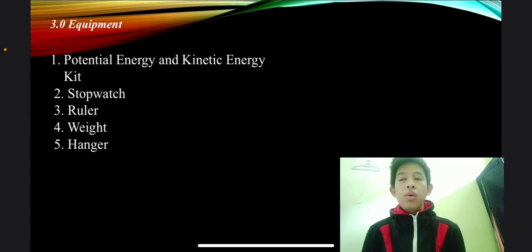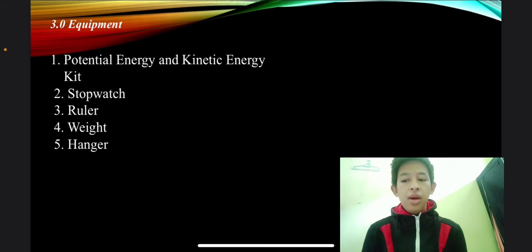First, for equipment for this practical task, we have the potential energy and kinetic energy kit. Second, we have a stopwatch, a timepiece designed to measure the amount of time that elapses between its activation and deactivation. Third, we have a ruler, a device used to measure the length of different objects.